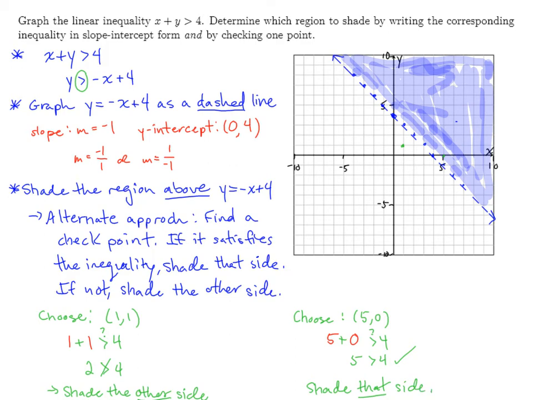So those last two checkpoints offer a different method for determining which side to shade. As we showed in the beginning, solving that inequality for y, we can just determine based on greater than, we would shade above, and less than, we would shade below. So those are the two methods you can do to determine which side to shade.